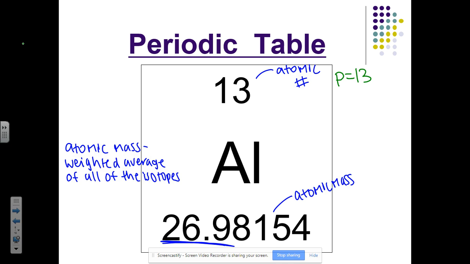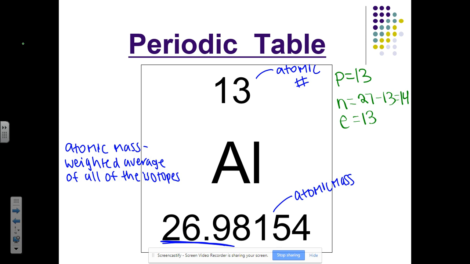So in order to find the number of neutrons, we are going to take the atomic mass, which was 27, and subtract the number of protons, which will give us 14. Okay, and then the electrons, since we don't see anything about this being charged, would be equal to the protons.